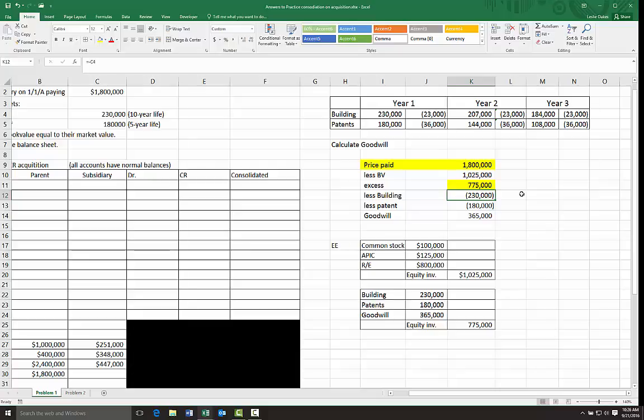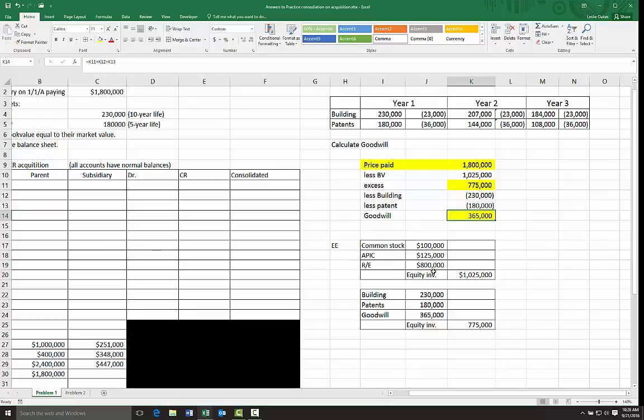Now, the parent paid extra, so one reason is that that building really was worth more. So I'm going to subtract that because that explains some of the excess. Then the patent also is another reason why you might pay more than book value. So I'm going to subtract that, and that leaves us with goodwill. So there you go. There's our final goodwill.